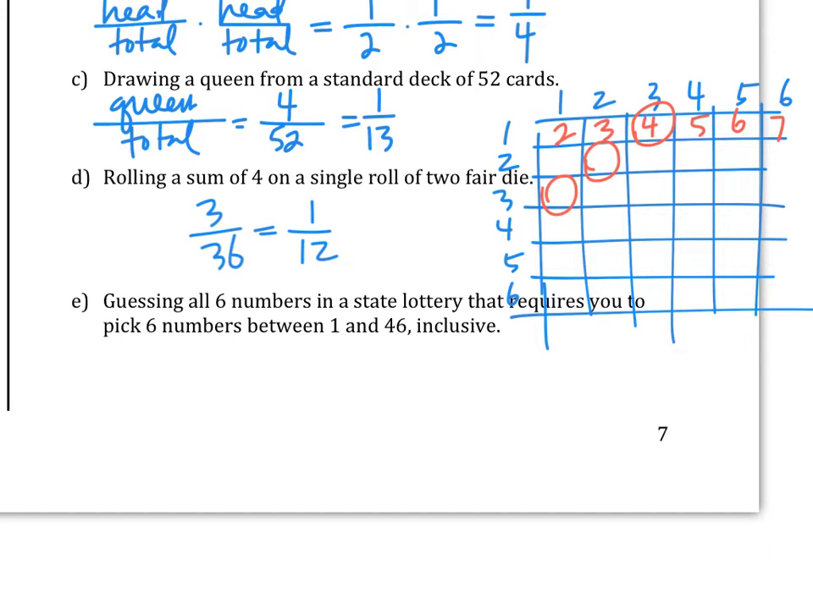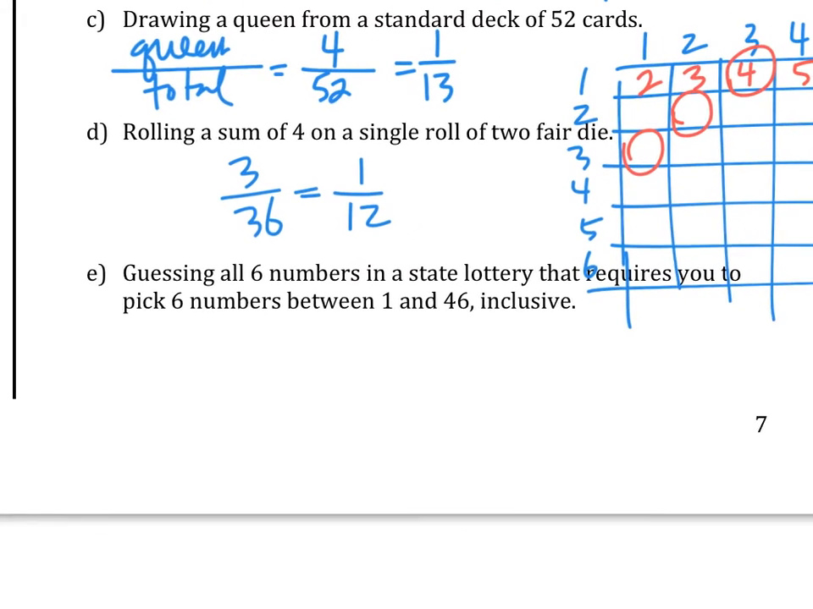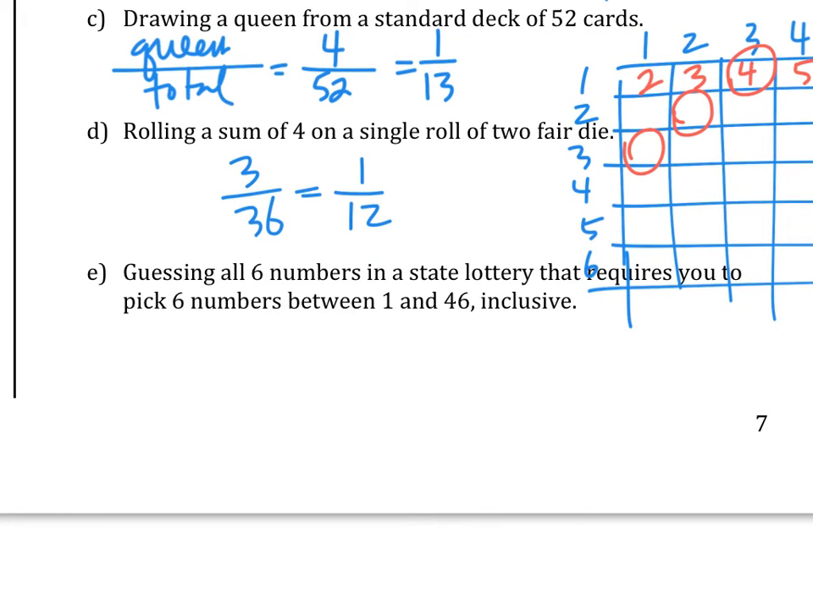Okay, last one. Guessing all 6 numbers in a state lottery that requires you to pick 6 numbers between 1 and 36 inclusive. Okay, so what does that mean? If you have never seen a lottery before, this can be a little hard.